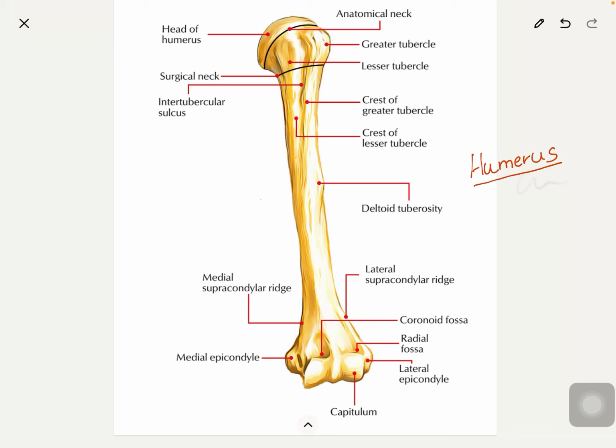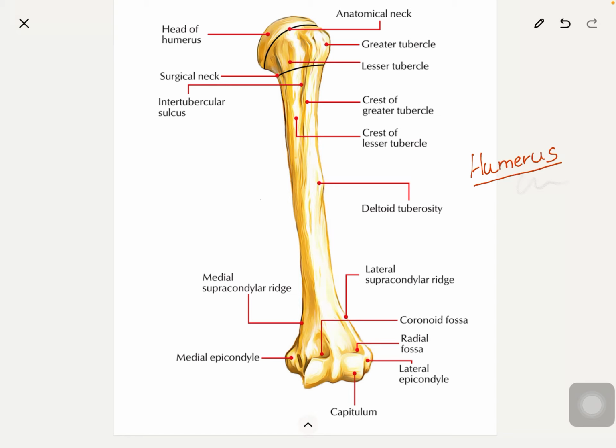Today's topic is osteology of the humerus. As the first MBBS batch starts the upper limb dissection, I have started with the osteology of the upper limb. We have already covered the osteology of clavicle and osteology of scapula in the channel. Those who have not seen those videos, go through them. Then the humerus will be helpful for you.